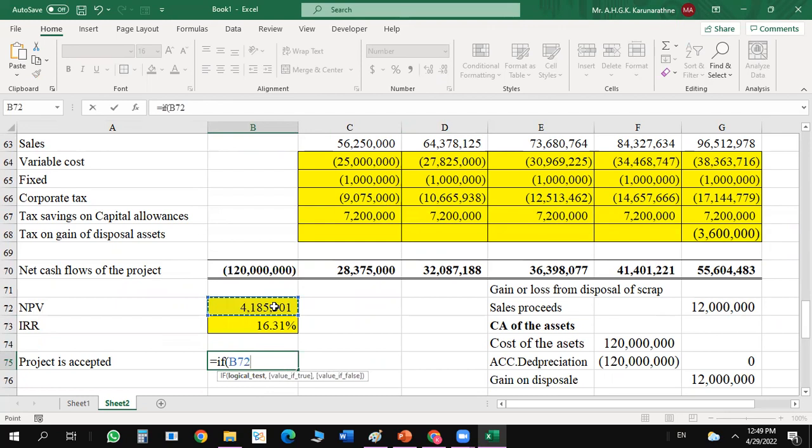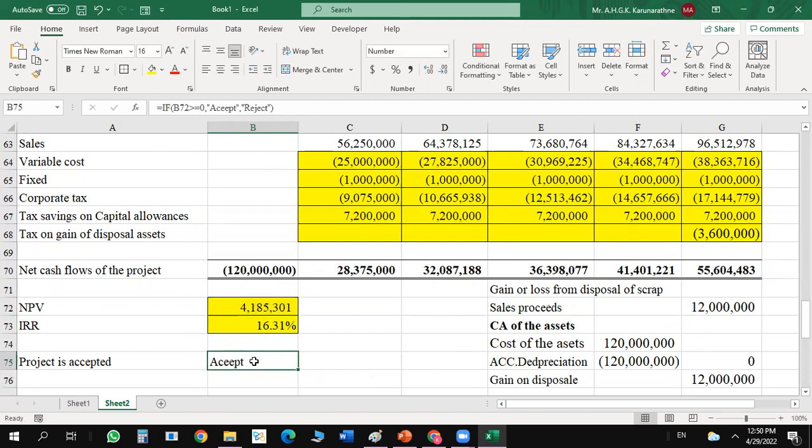The most powerful tool here is the NPV condition. If NPV is greater than or equal to 0, then say accept, otherwise reject. Close the bracket and say enter: accept. That's all, right? Okay, thank you very much.